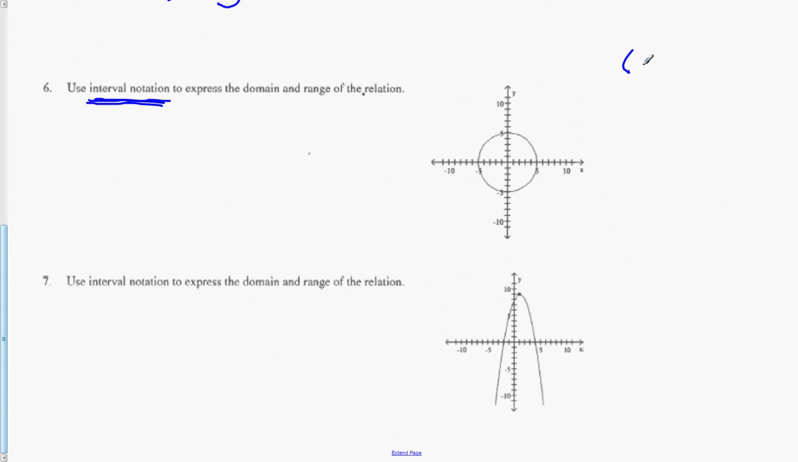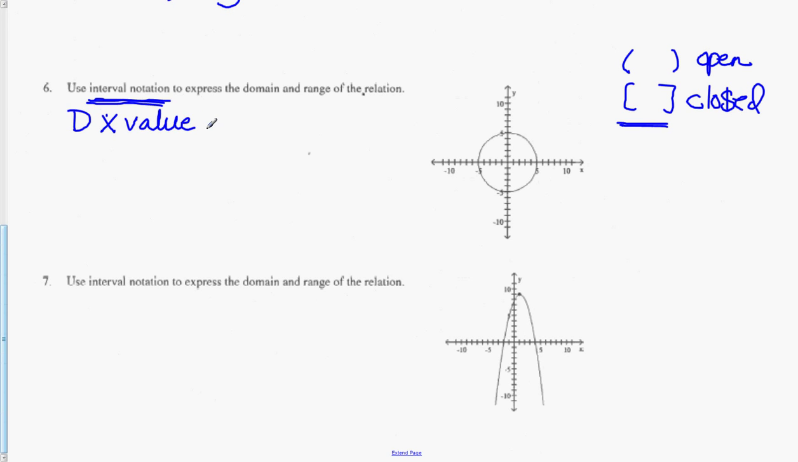I'm going to use either parentheses or brackets, but the only time I'm going to use parentheses is if I have open circles on my graph. As long as everything is closed, I'm going to use brackets on my graph. And remember, domains are x values, ranges are y values. So this is how I like to look at it.